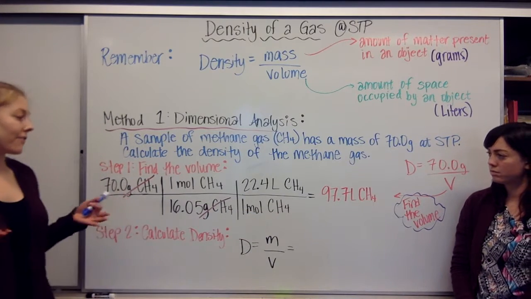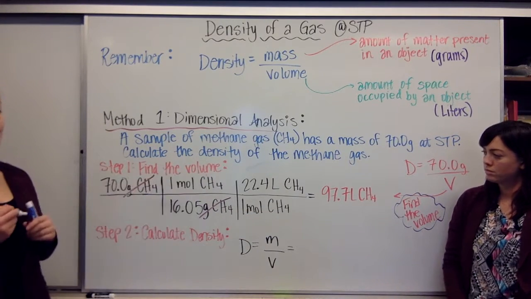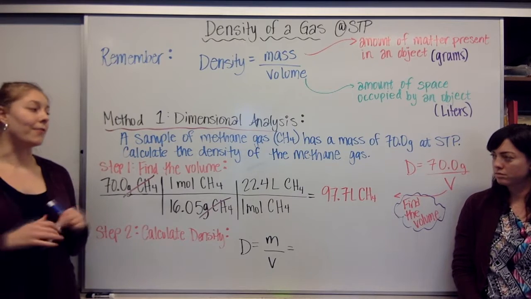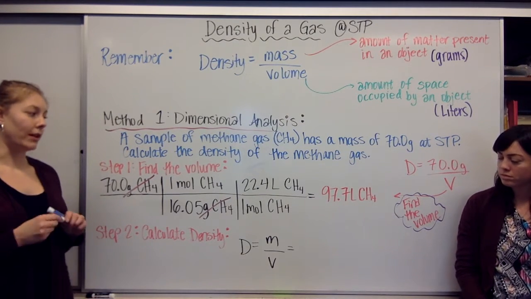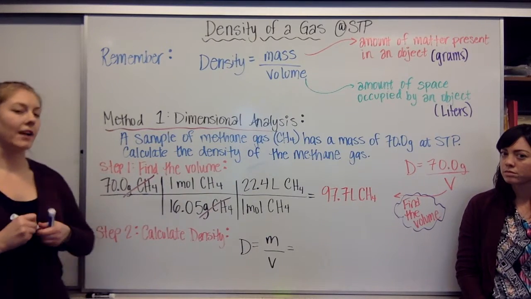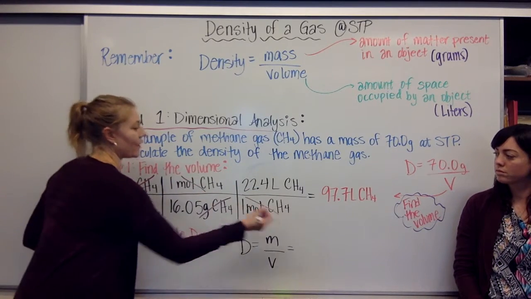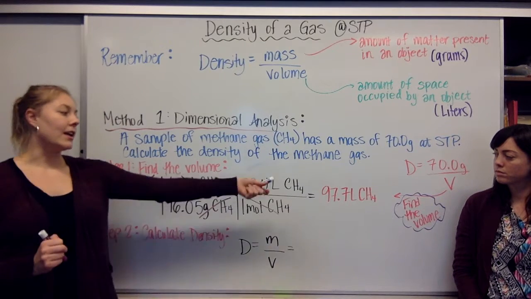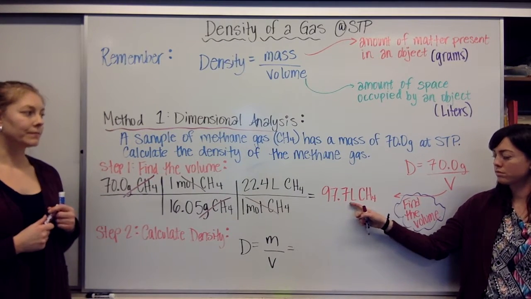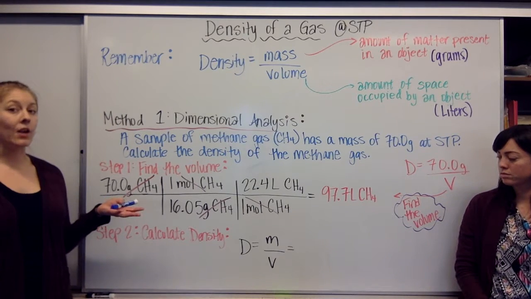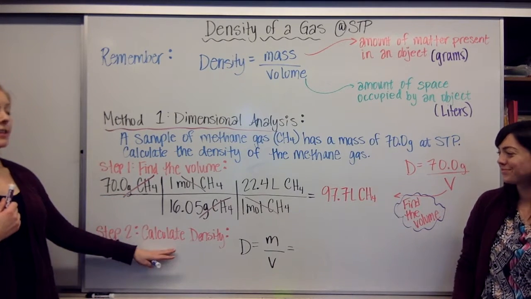We're trying to get to liters, right? We're trying to find the volume. So what's the volume of 1 mole of a gas at STP? 22.4 liters. So 22.4 liters goes on top. Mole of CH4 cancels out. And when you calculate it, you get 97.7 liters of CH4. Okay? Great. So now we know a mass and a volume. We can calculate the density.